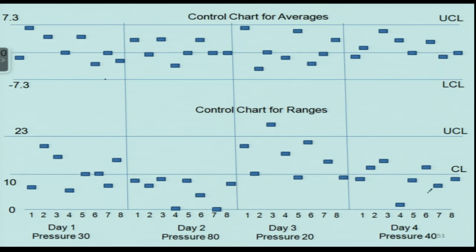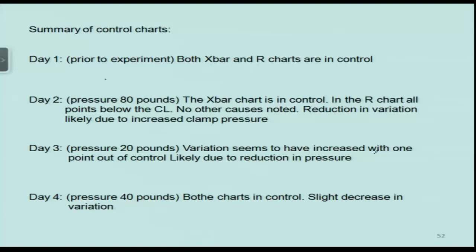And again, when you take a look at day 4, where the pressure was 40, what you see is that the average range is below that of when the clamp pressure was 30. If we were to calculate the average of the range values for clamp pressure of 30, compare it with the average of the range values when the clamp pressure is 80, compare it to the average when the clamp pressure is 20, and do the same thing for when the clamp pressure is 40, you will see something interesting.